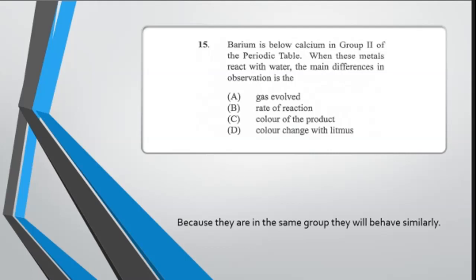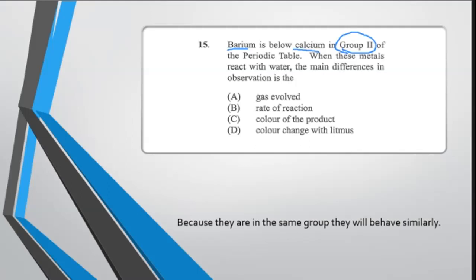Question 15. Barium is below calcium in group 2 of the periodic table. When these metals react with water, the main difference in observation is... Now with this question, the first thing you have to recognize is that barium is below calcium and they are in the same group. Elements in the same group behave the same way, so they will give off a similar reaction, a similar color change, the same gas. They would behave the same way with litmus paper and universal paper. So we're looking for something that is not similar, but that would be different for them.